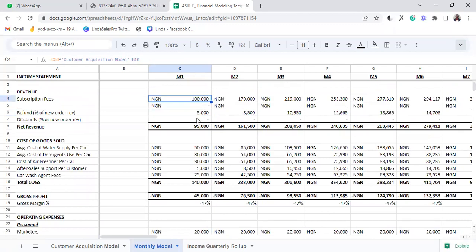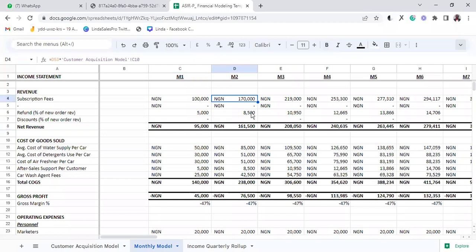So the total net revenue here is giving us how much here? 95,000, because you made 100,000 and 5% are saying, I need my refund. So the total money you are going to have here becomes 95,000 naira.